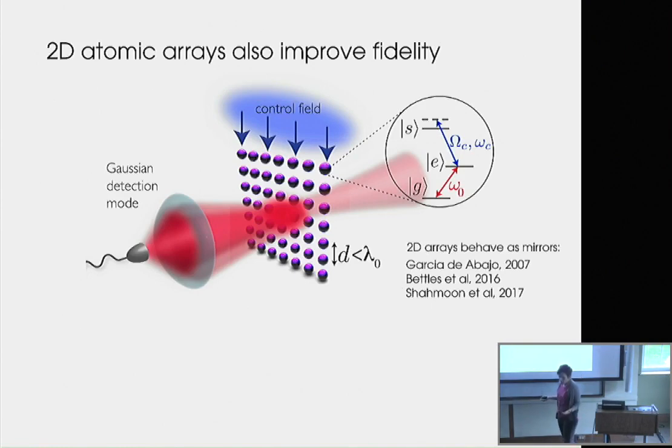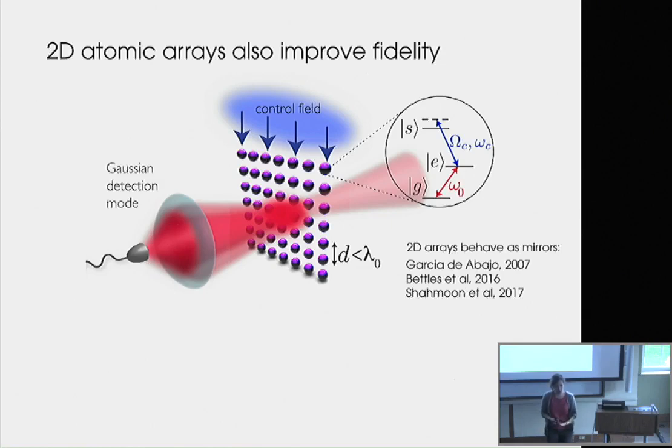If you have a 2D array, this has been studied well. Epidap is here, maybe knows more about this than me. But the idea is that if you have a 2D atomic array, and you send light into this atomic array that propagates normally to the array, if the distance between the atoms is smaller than a wavelength, this light is going to be totally reflected. And this is just because all other diffraction orders are subradiant. I mean, there is a destructive interference.